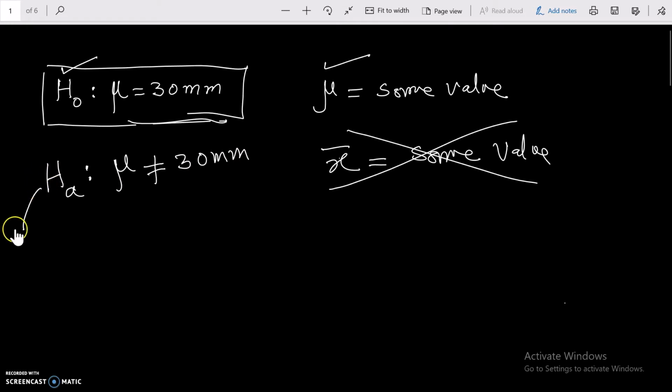Remember, some textbooks use the letter H sub A. Some textbooks use this notation H sub 1. Some textbooks use H sub 1, some use H sub A. So I will use H sub A. So this is a statement saying that the population parameter has a value somehow different from what we are claiming in the null hypothesis, right?